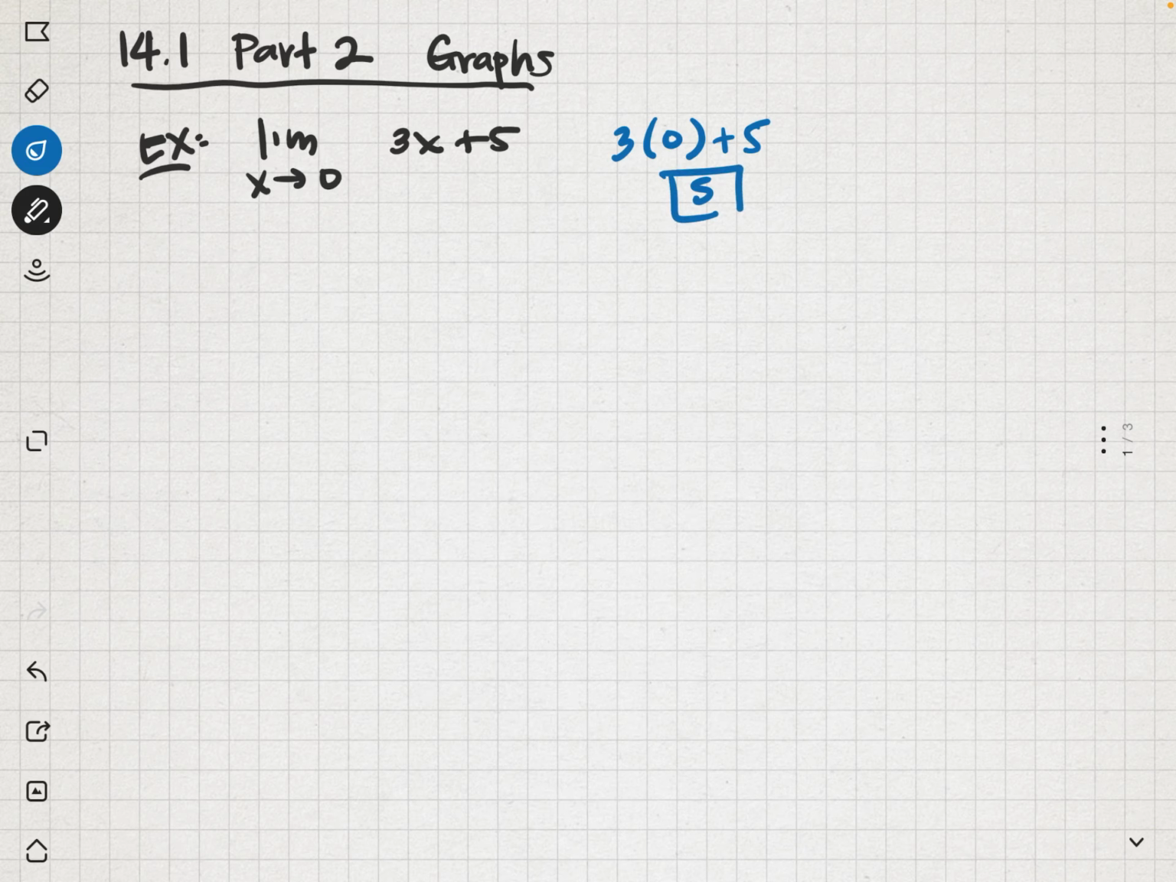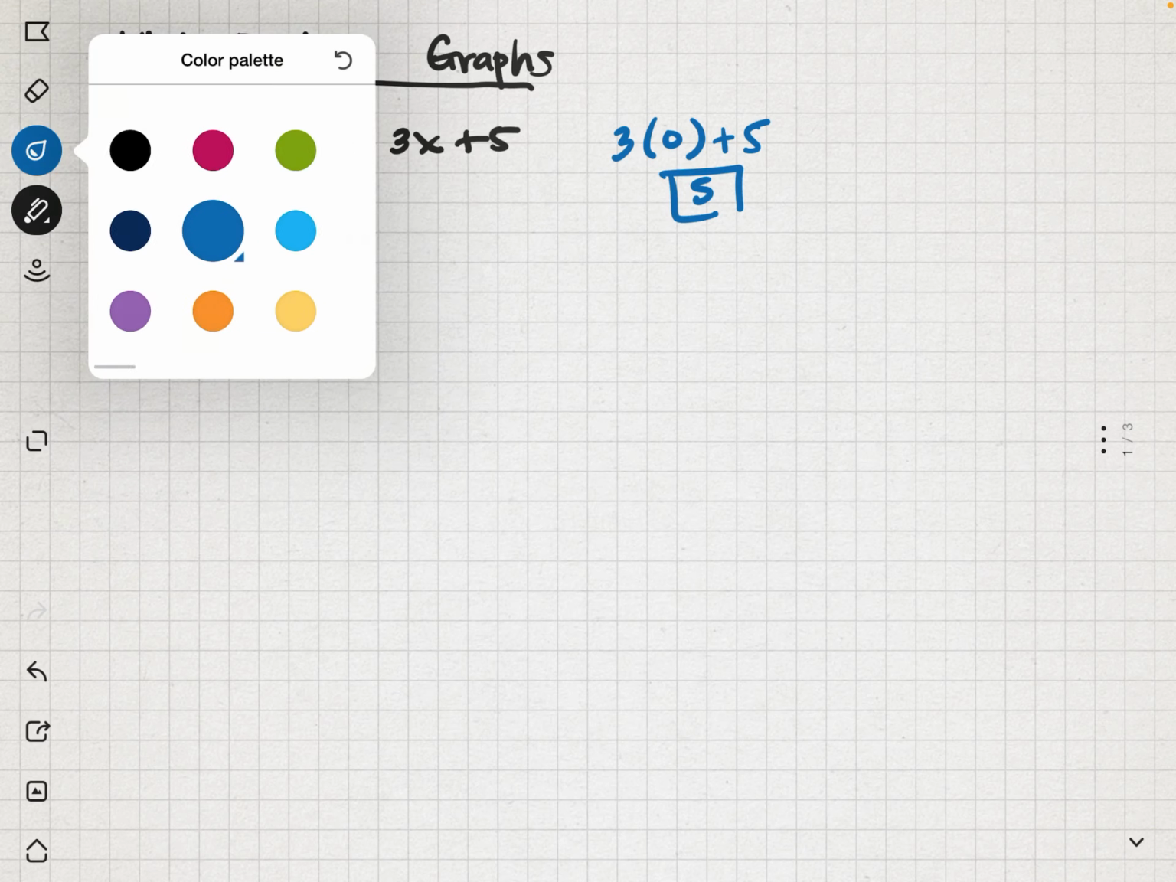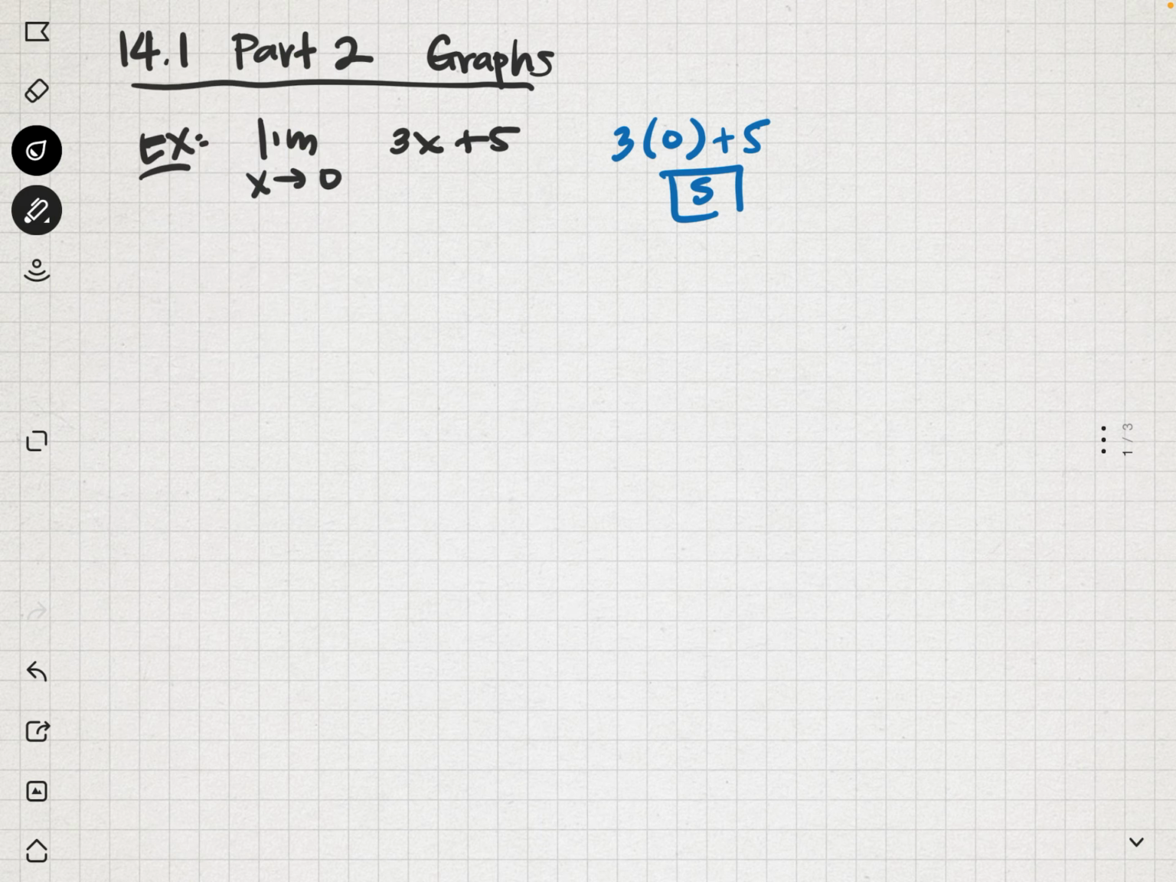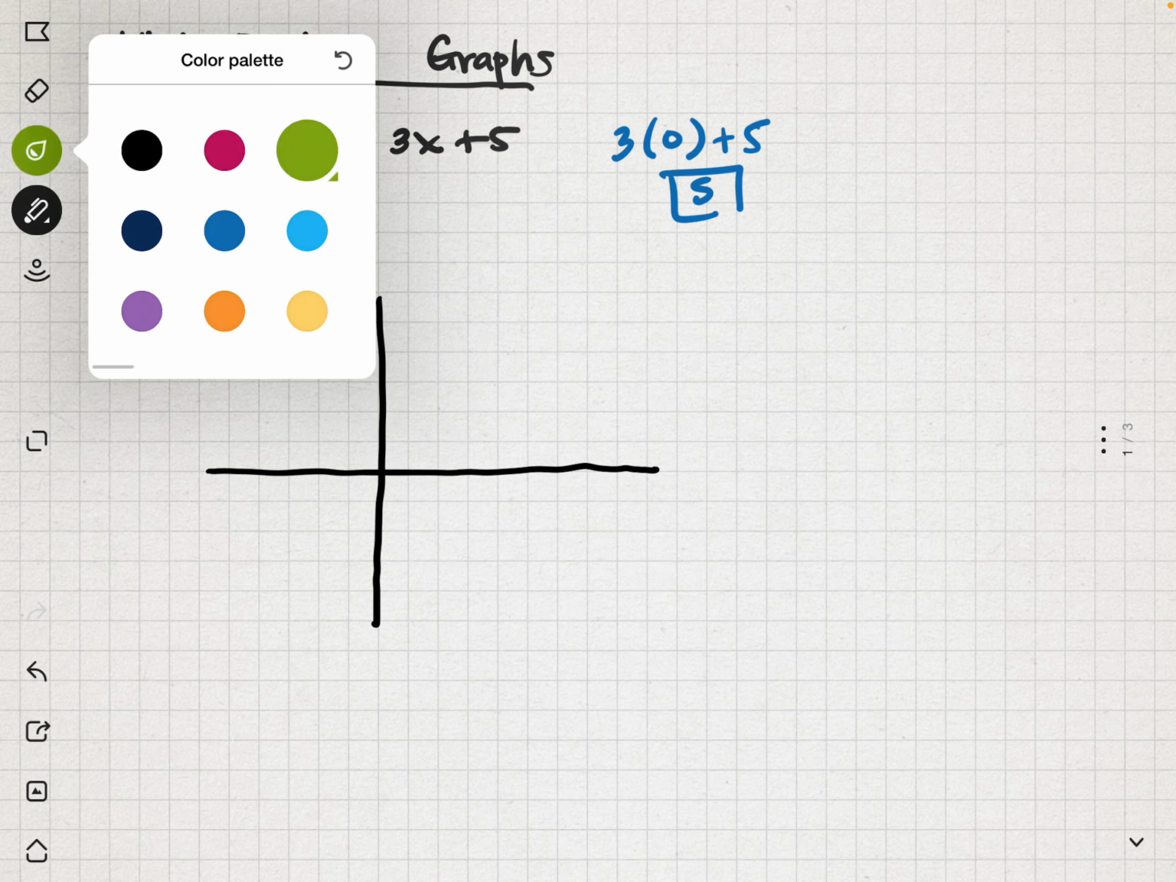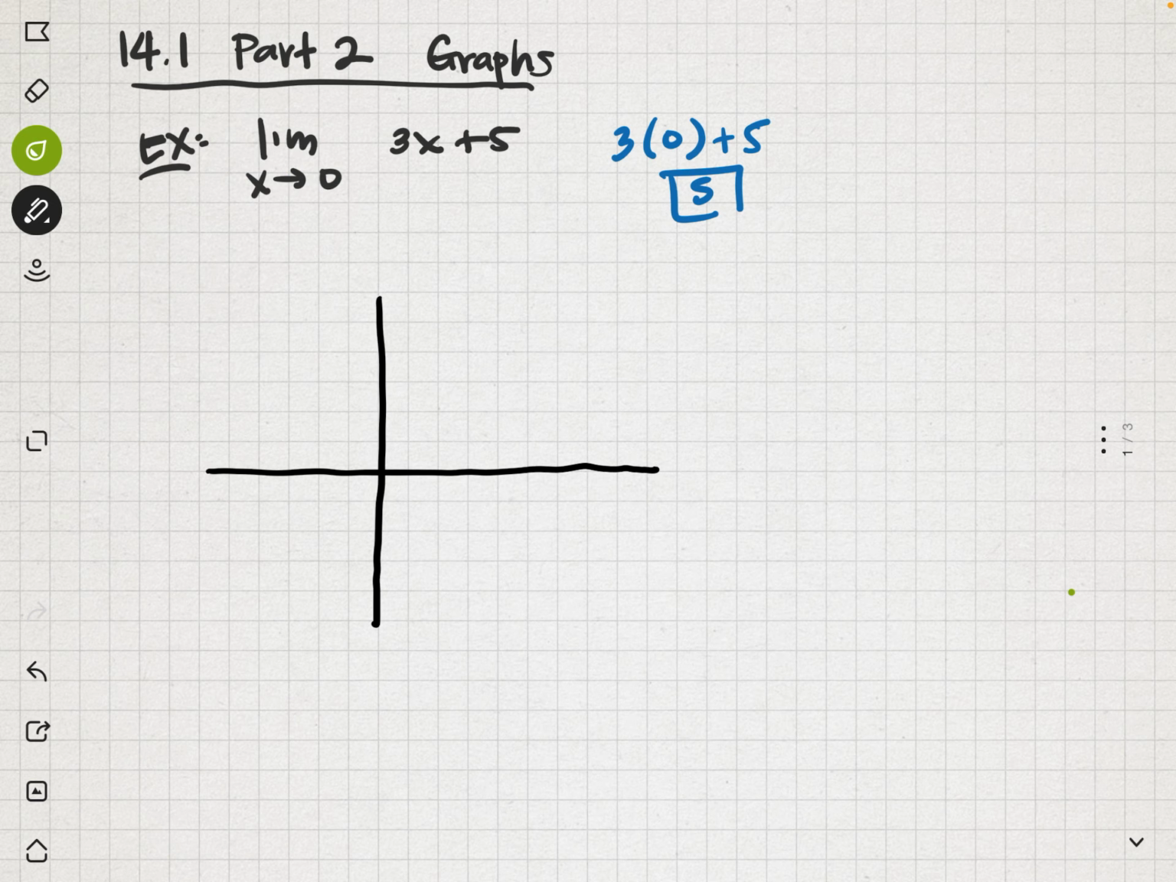Now let's look at what that would look like if we were to graph it. All right, so let's put our axes up here. Okay, so if we're doing this in slope-intercept form, then we know our y-intercept is 5. 1, 2, 3, 4, 5. And then our slope is 3, so it would look kind of like this. Let's draw a straight line here if I can. It's not too bad. All right, so the limit as x approaches 0.